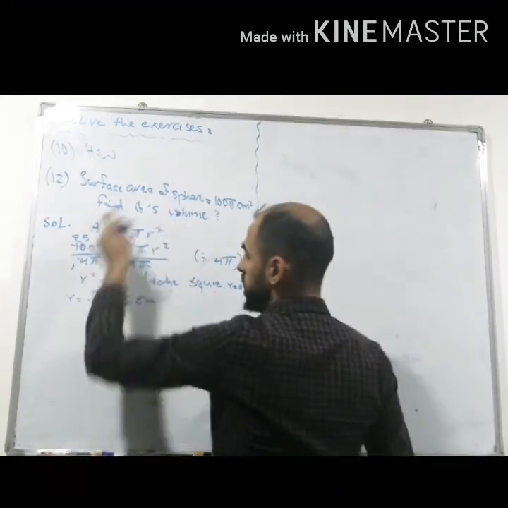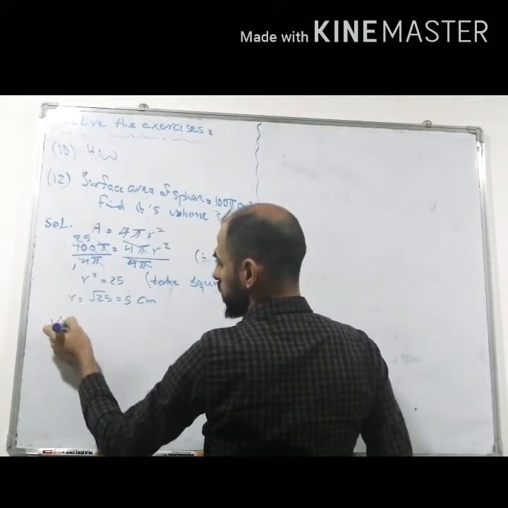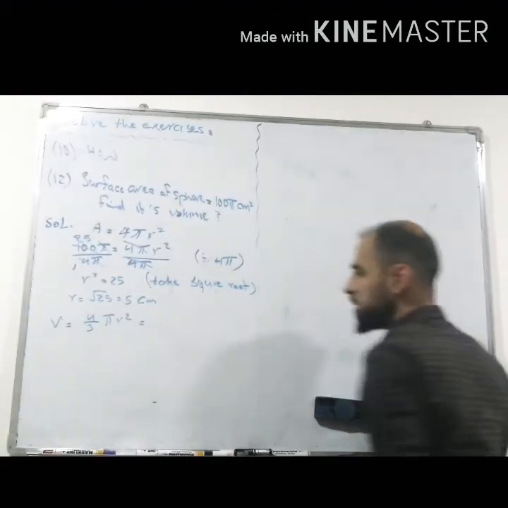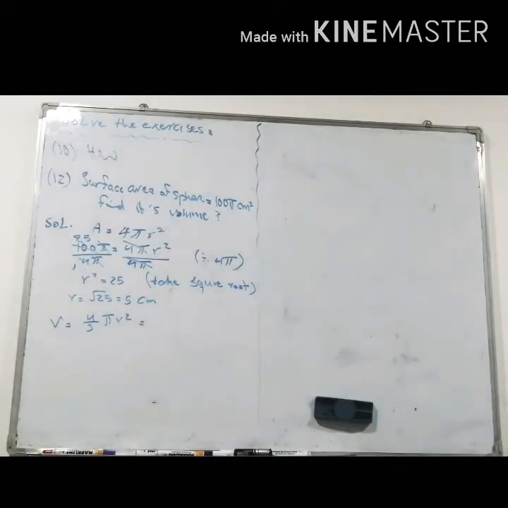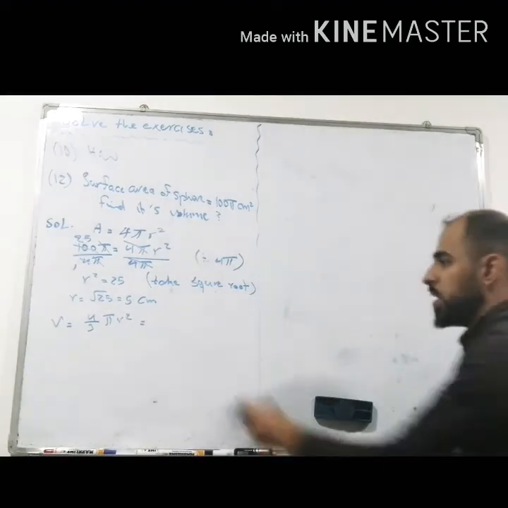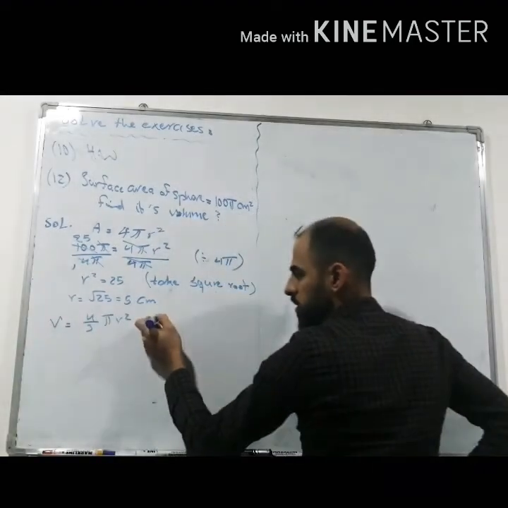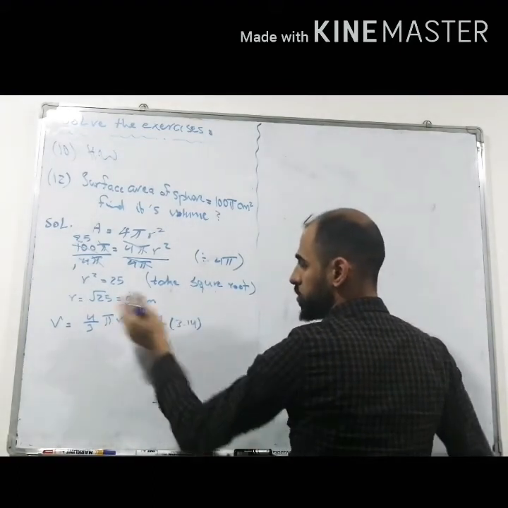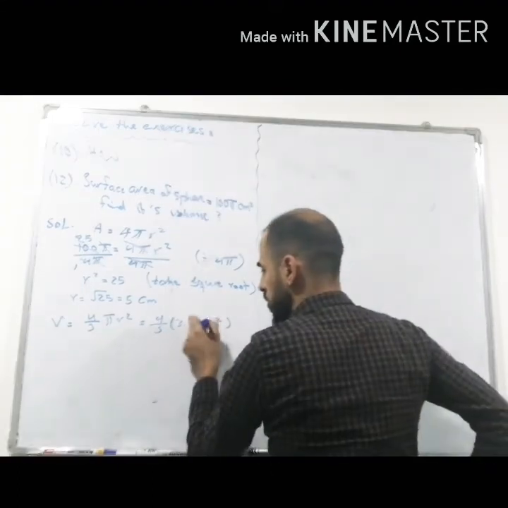Now the volume of this sphere, V, equals 4 over 3 pi r to the power 3. Now substituting the value of pi, 3.14, and r, which is 5, to the power 3.